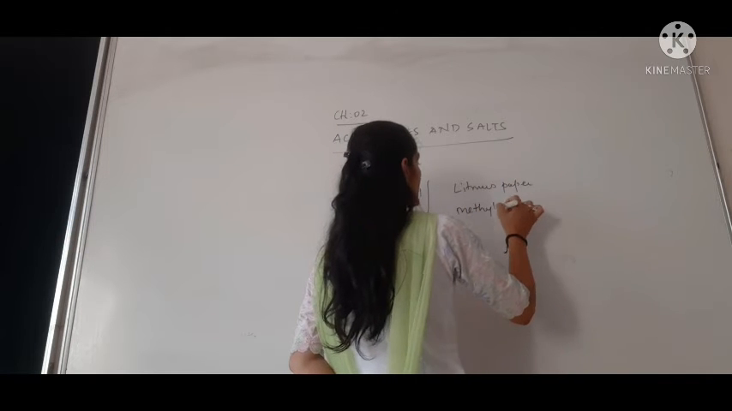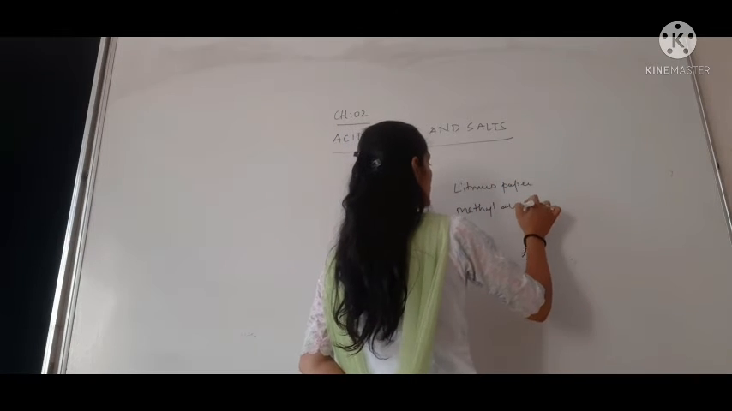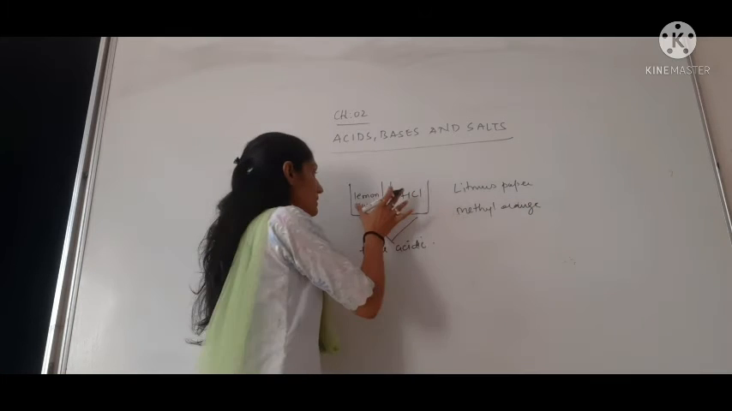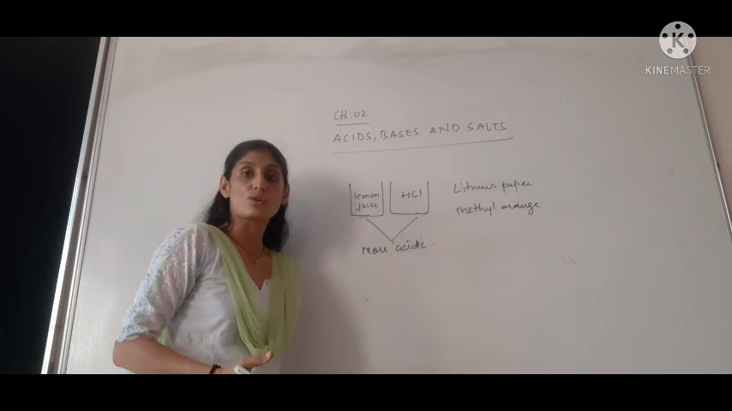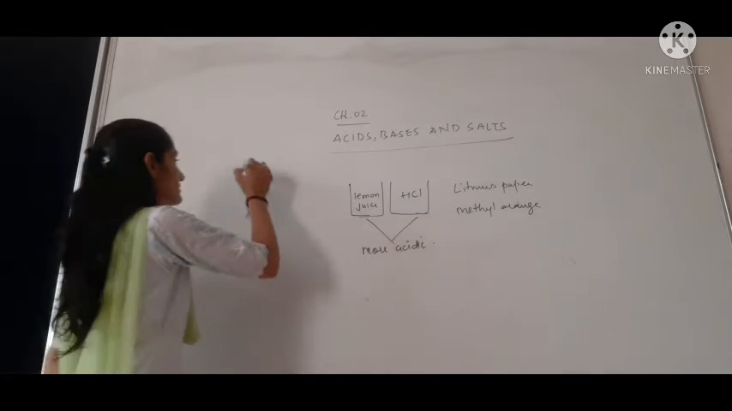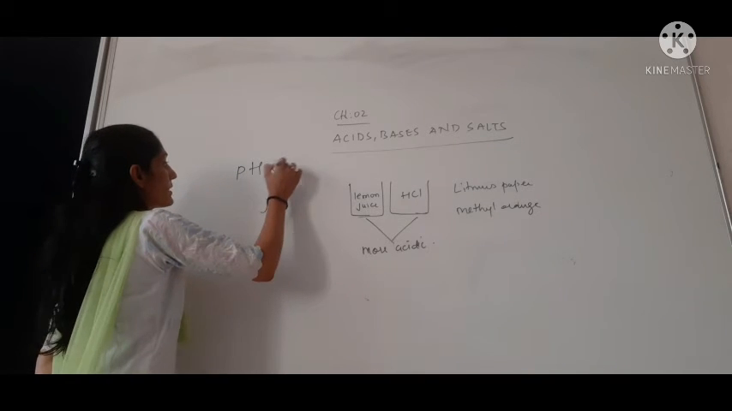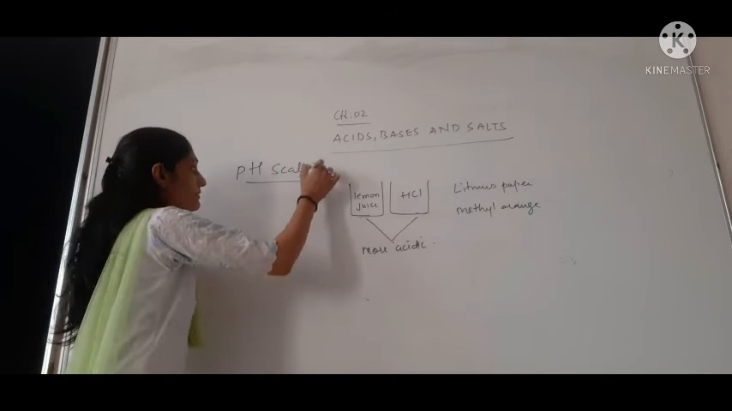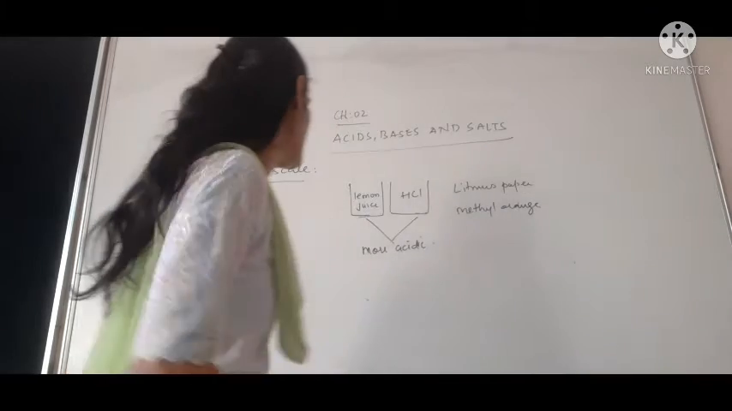Suppose we are using ethyl violet. So we found that yes, the solutions provided in the beakers are acids. But which of the two acids is stronger? Which one is more acidic or which one is less acidic? That is going to be learned by the pH scale. Now we have to learn about the pH scale in brief.